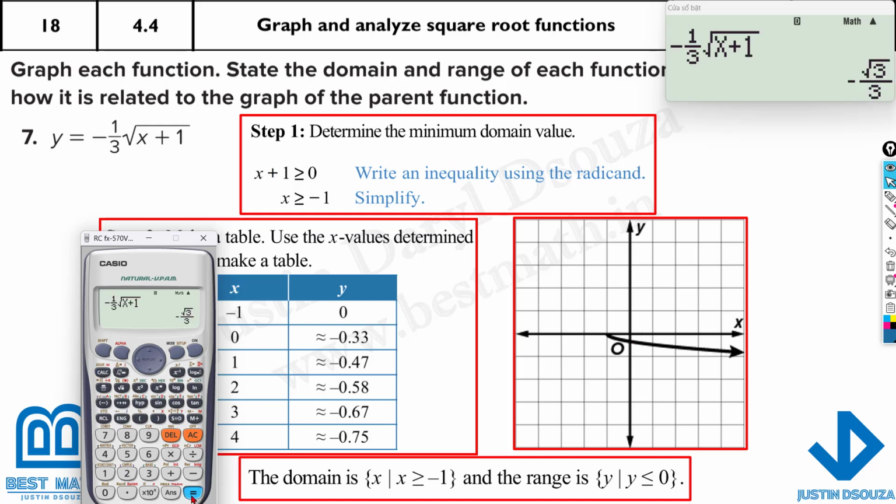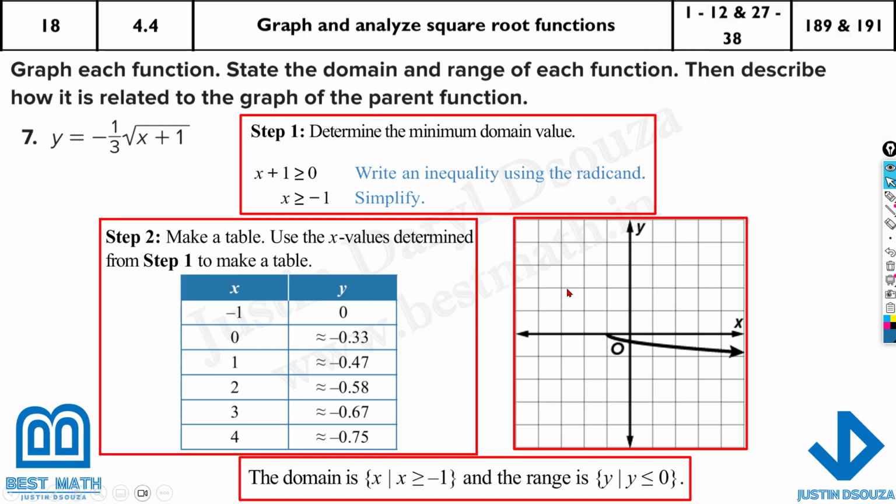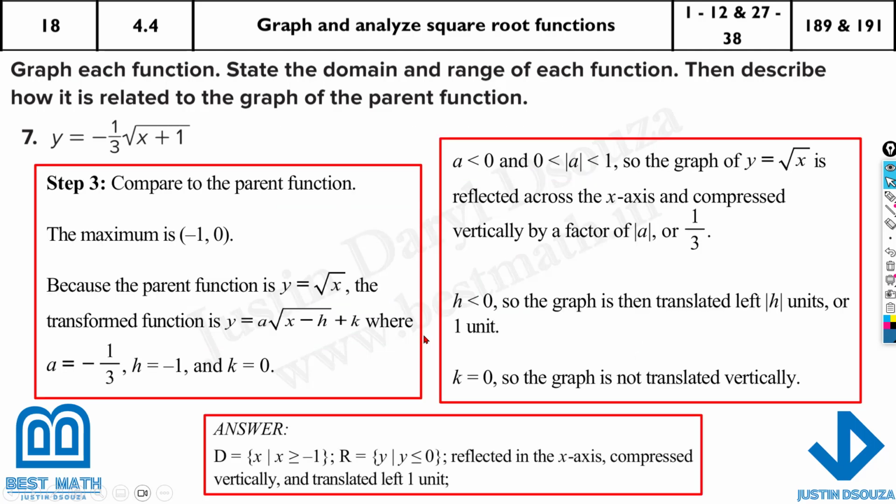Let me take it as 2. What is the value? It will be minus 0.57. See, it's at 2. Yes, it's nearly 0.6 minus, downwards. That's correct. So you can keep on changing the value and check which is the correct answer. And domain and range, we just now did it as well. And here we go. This is for the domain and range.